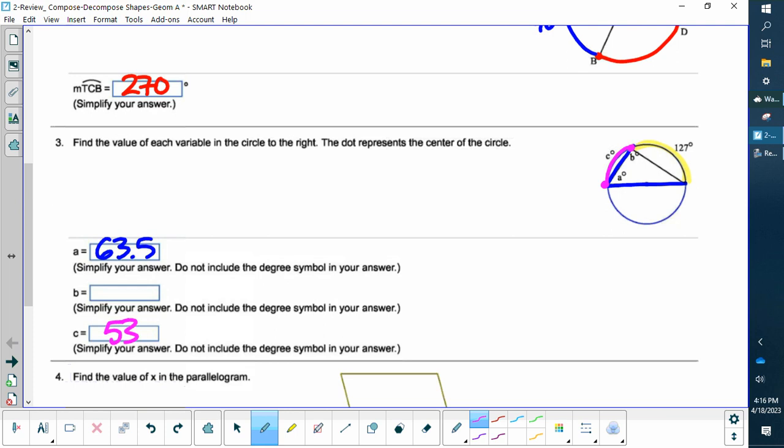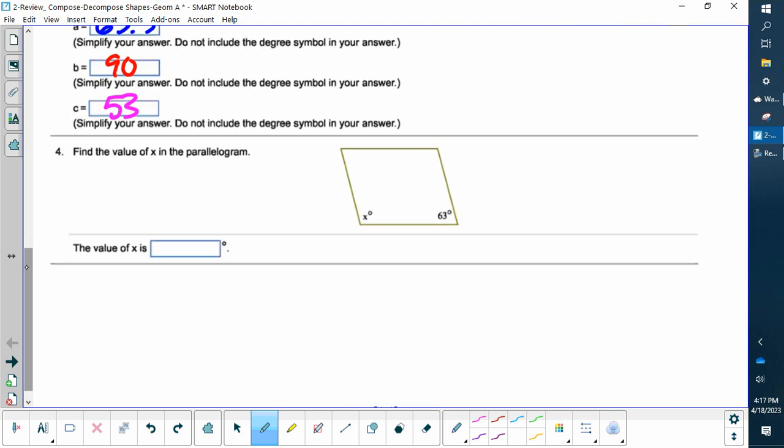And then last but not least, let me erase some of this stuff. I'm looking for this angle. But hopefully you notice, well, there's no numbers associated with it, but this is the arc that it intercepts. And if this is 180 degrees, then this has to be half of that, which is 90. And this will be all inscribed angles that intersect the diameter.